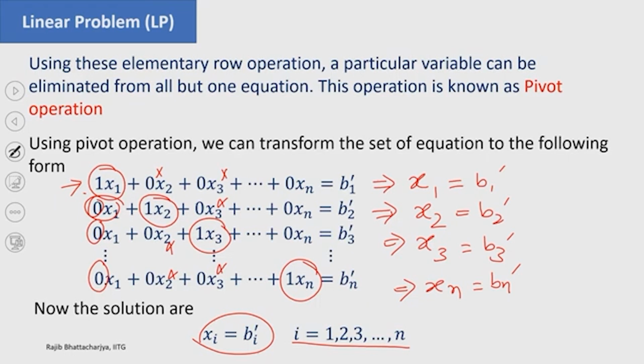Okay. So using this row operation, I can eliminate a particular variable from all the equations, keeping it in only one equation. If we can transform our equations like that, I can easily find the values of x 1, x 2, x 3 and x n. This operation, as I said, is known as the pivot operation. Pivot operation means I am keeping a variable in one equation, and for the other equations the coefficient of that particular variable is equal to 0.